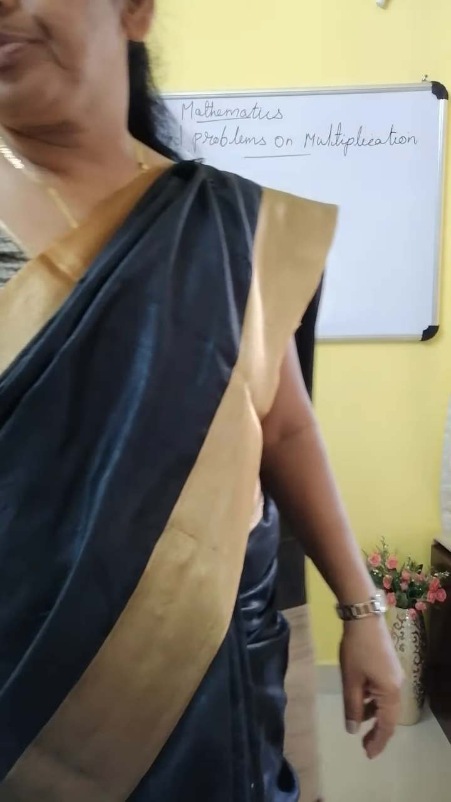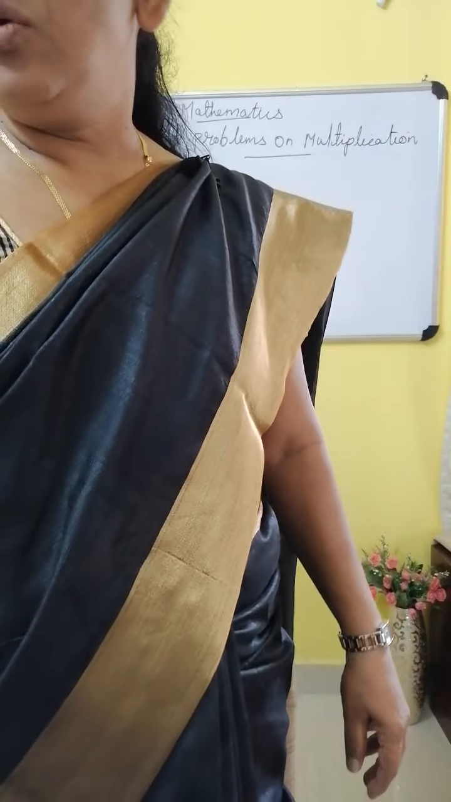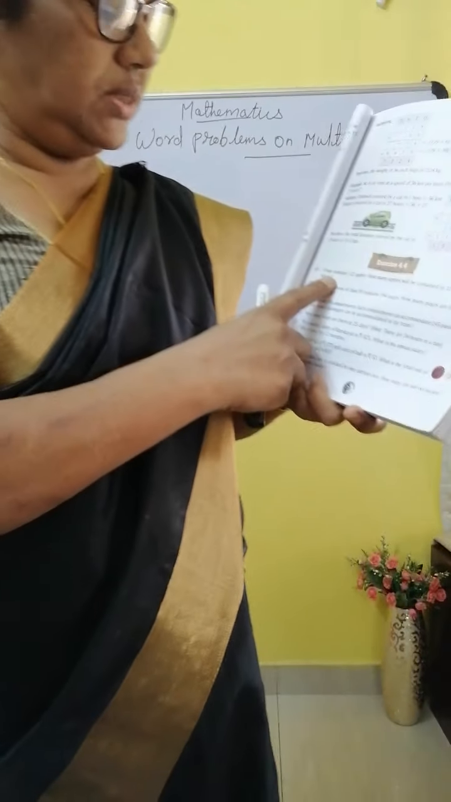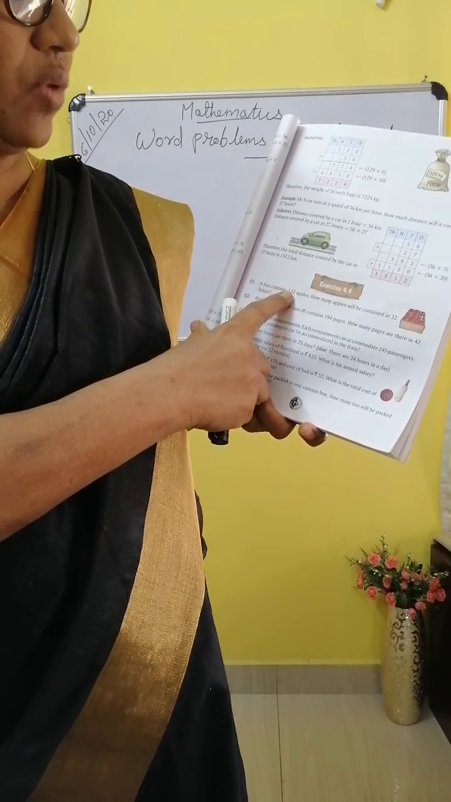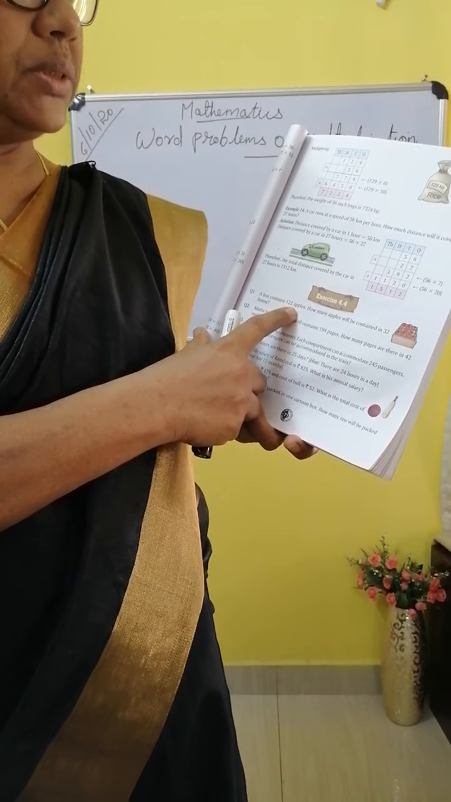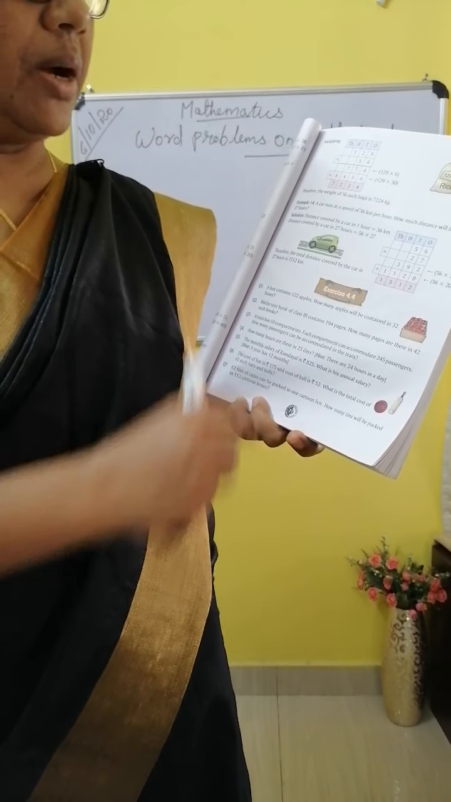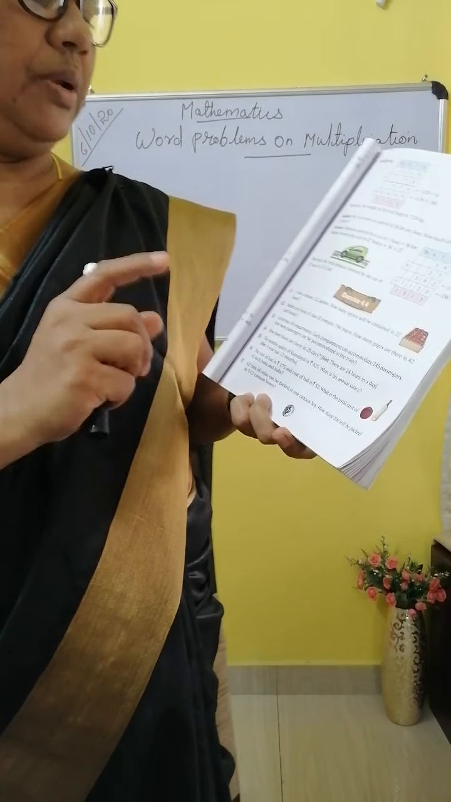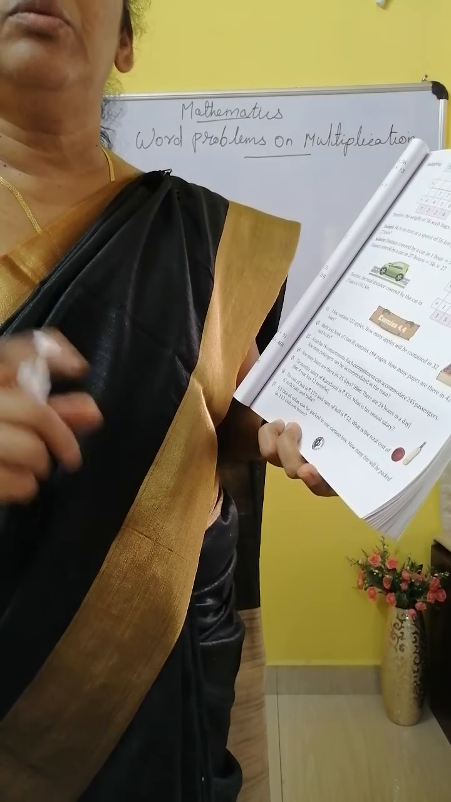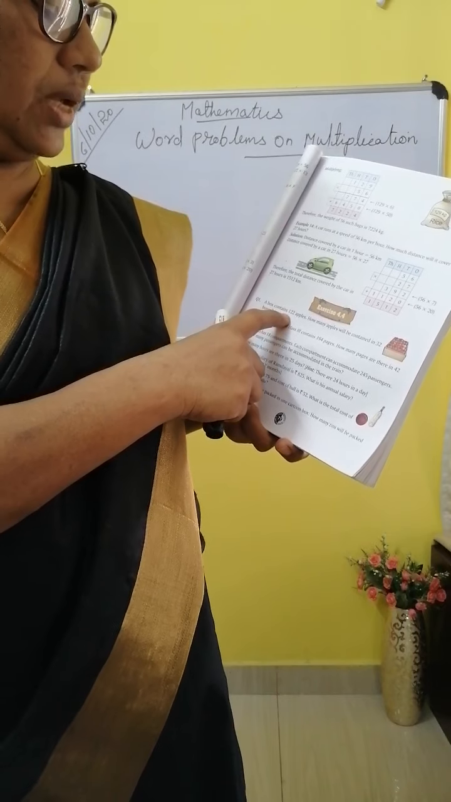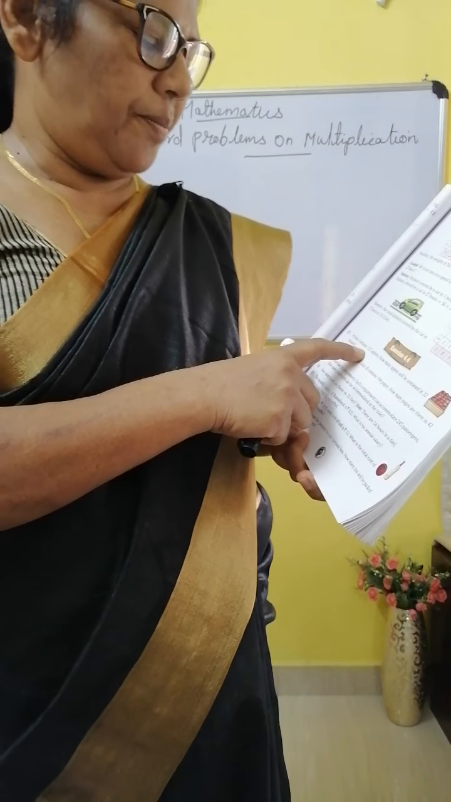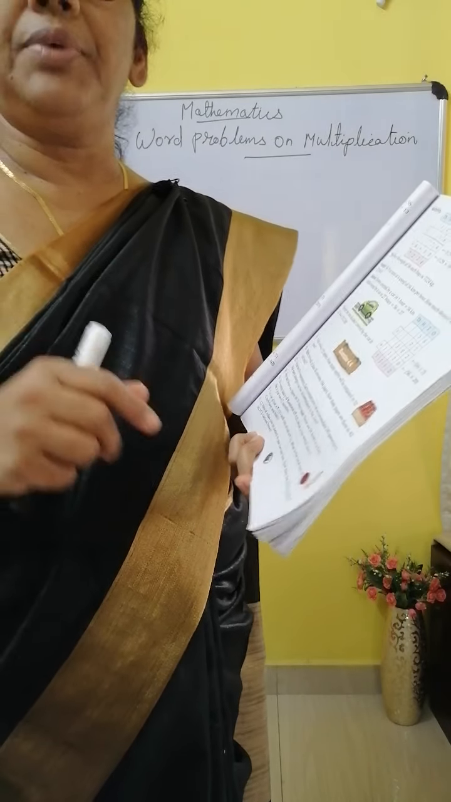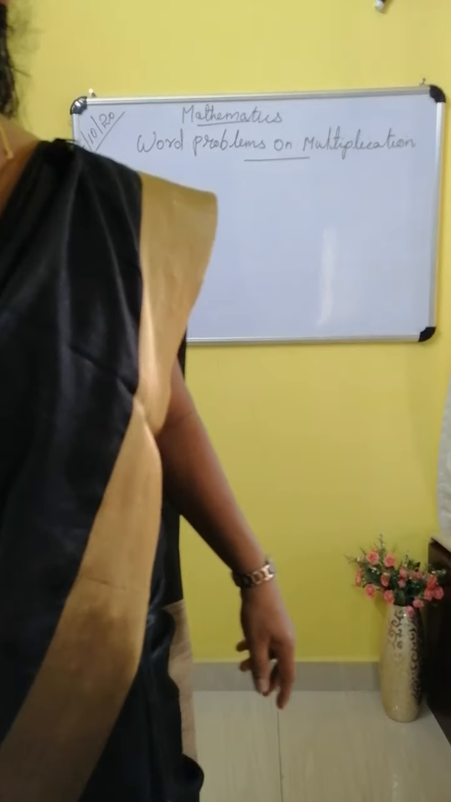Question number 1. A box contains 122 apples. How many apples will be contained in 32 boxes? So, from the first sentence, we can make one statement. A box contains how many apples? 122 apples. So, first of all, let us write.